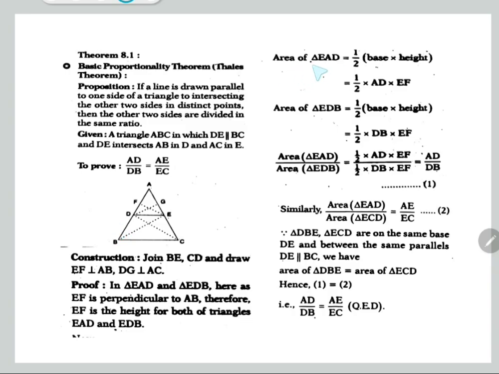Now the area of EAD triangle, this one, E triangle తీసుకుందాం. We know that half into base into height. What is half into base? ఏంటిది ఇక్కడ? AD, base is AD and the height is EF. So area of EAD equal to 1/2 base into height, that equal to 1/2 AD into EF.